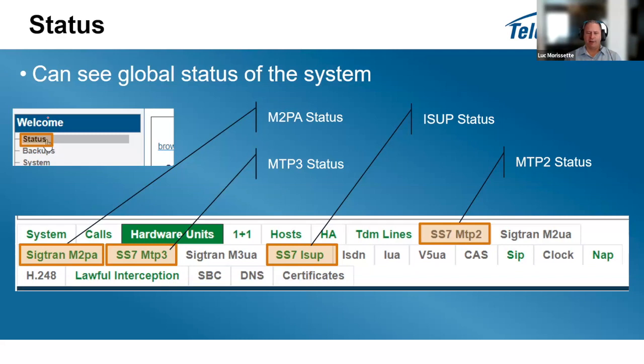Once your system is configured, that's all you needed to do. Everything is ready, so then you can see the global status of the system. Of course, you want to have your lower layers like M2PA or MTP3 or MTP2, depending on which lower layers you are using, up, and also the TDM lines, right? They need to be up to be used. But here we're going to be looking at the SS7 ISUP status.